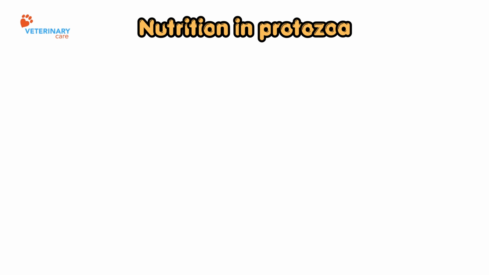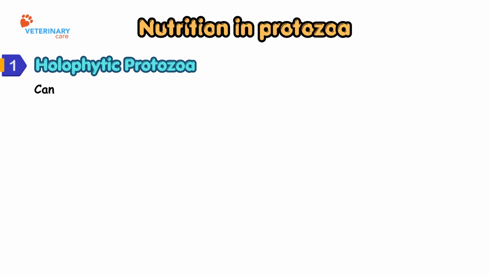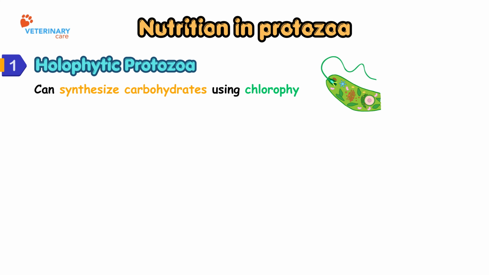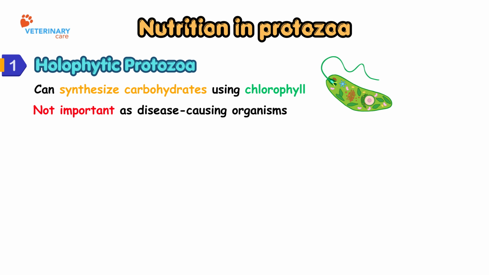Now let us discuss nutrition in protozoa. Protozoa are classified into 3 types based on their nutrition. The first type is holophytic protozoa, which can synthesize carbohydrates using chlorophyll. These are not important as disease-causing organisms.